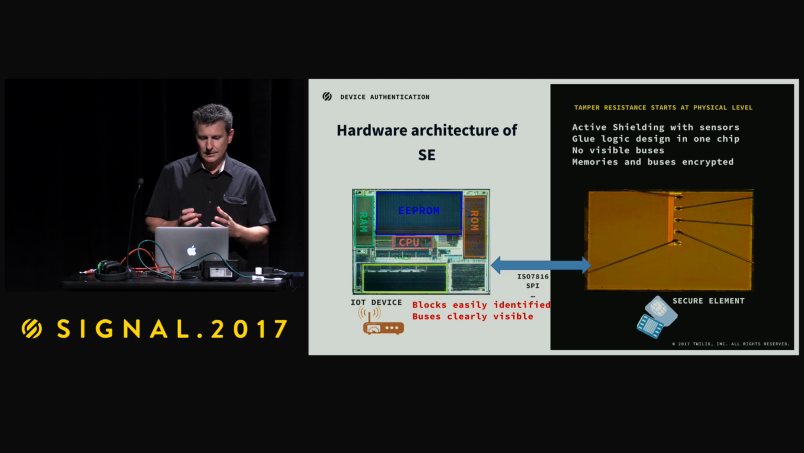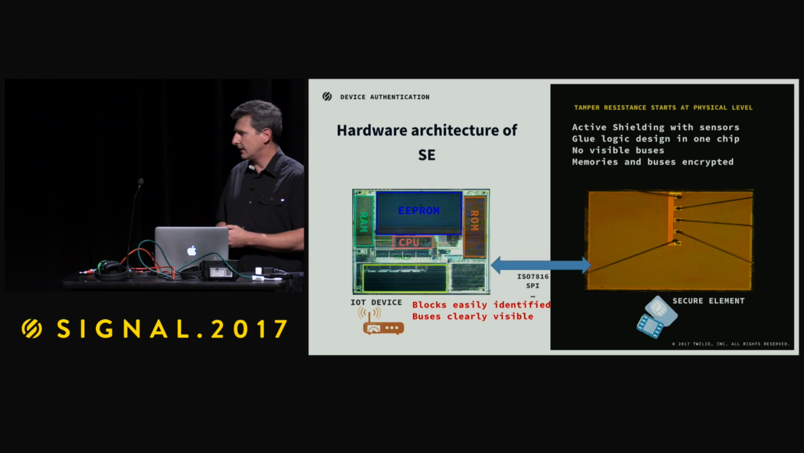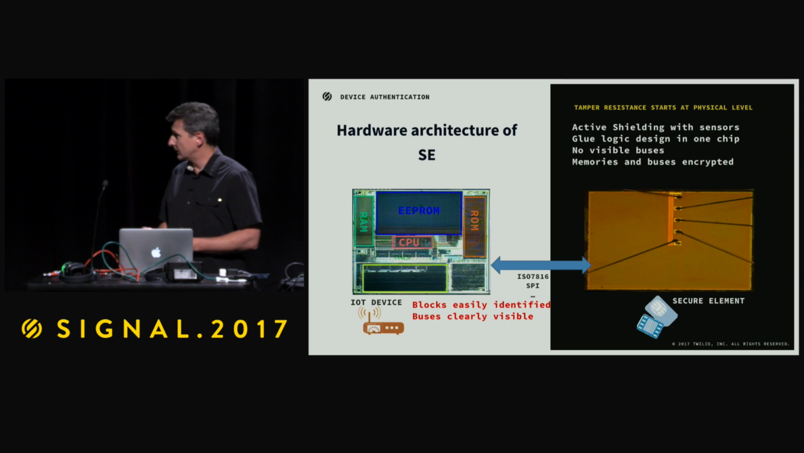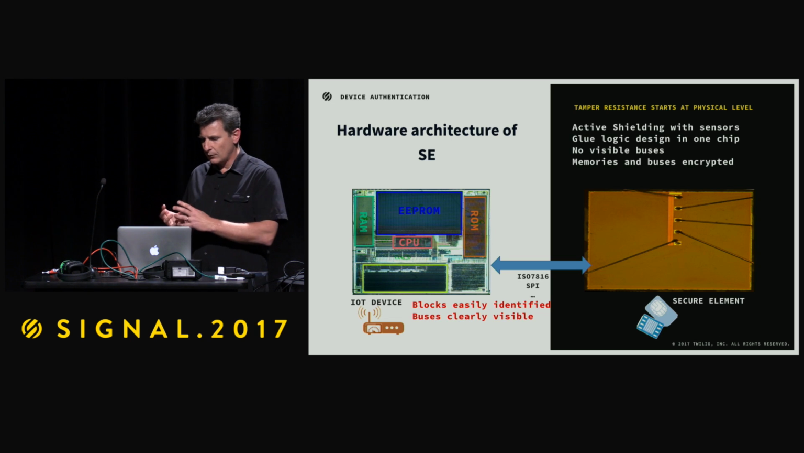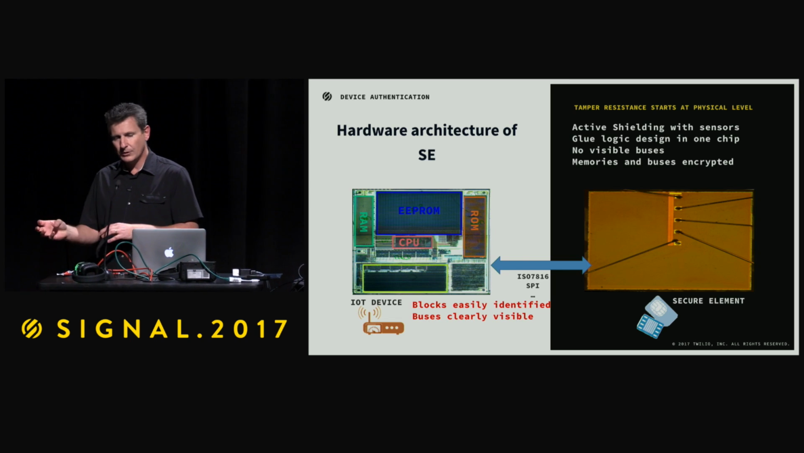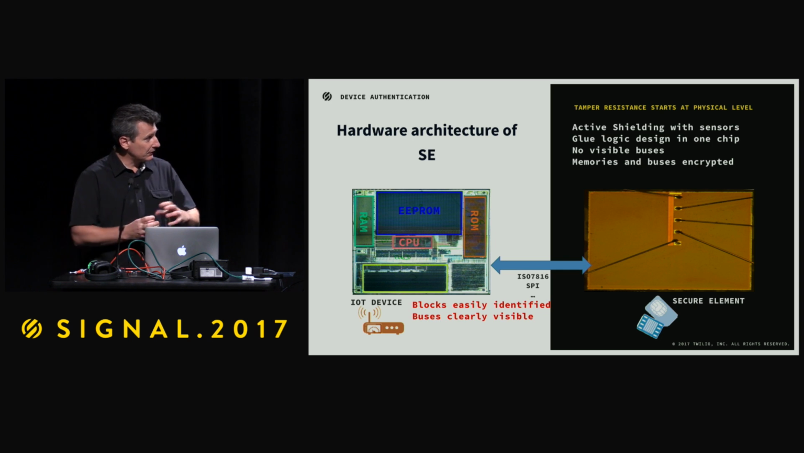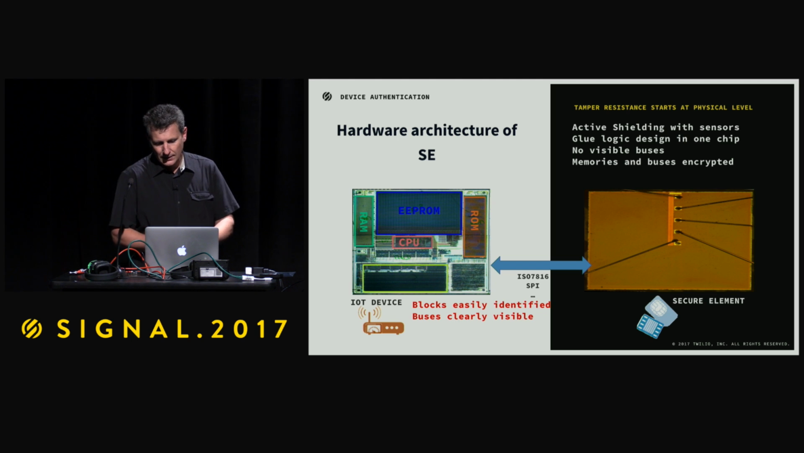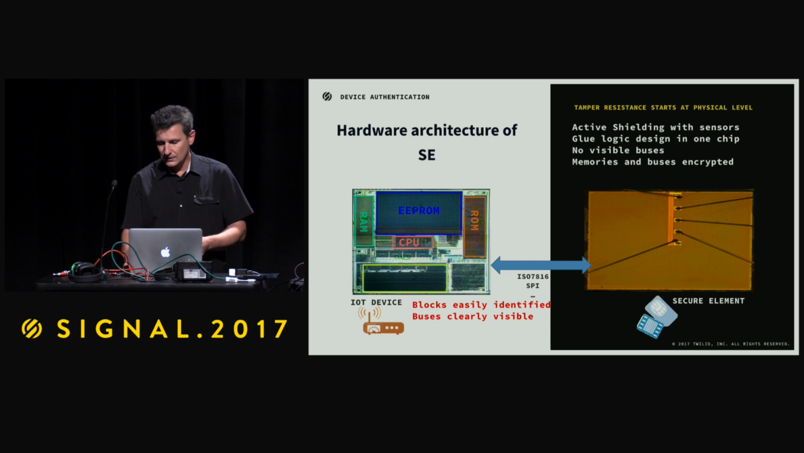Everything is hidden, so there is an active shielding. That means there are some sensors to detect if you are trying to get inside it, like UV or temperature sensors that will destroy everything if you try to tamper with it. Every logic is glued together in a single chip, so you will not be able to identify where the memory is, where the processor is, etc. And there are no visible buses that you can spy on, and all the exchanges between the different components and the memories are encrypted. So this is how we provide the first level of tamper resistance, and why we call that a secure chip. And this is physical security.